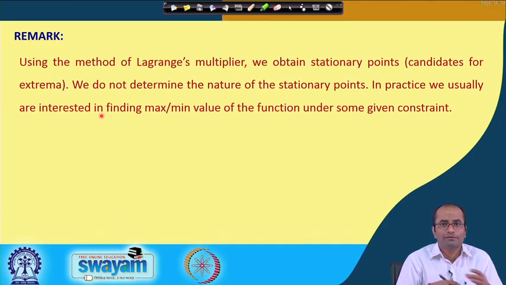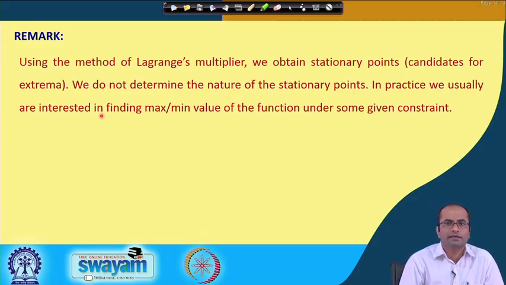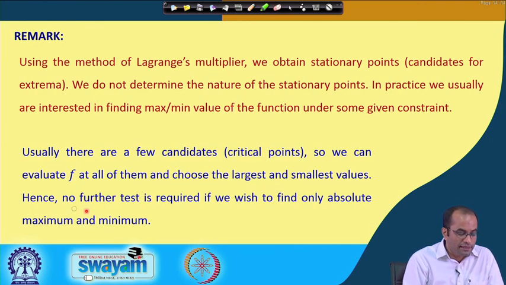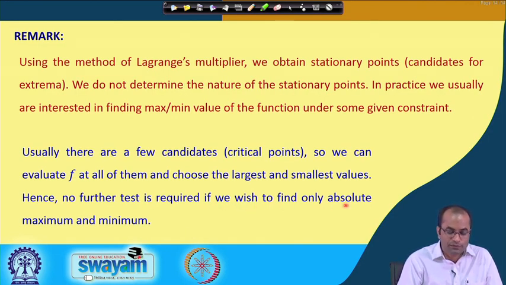So, we will find all these critical points and find the values of the function at all these points, and then we can identify which one is the point of global maximum, or which one is the point of global minimum. Usually there are a few candidates among the critical points, so we can evaluate f at all of them and choose the largest and the smallest values, and hence no further test is required if we wish to find only absolute maximum and minimum.